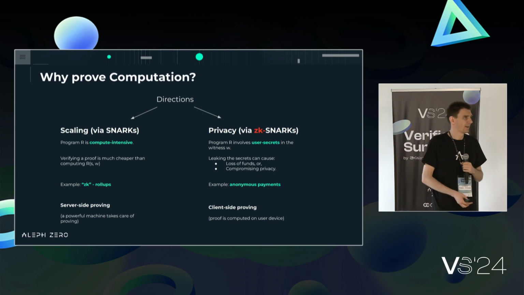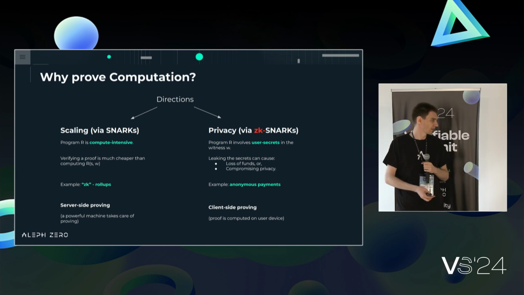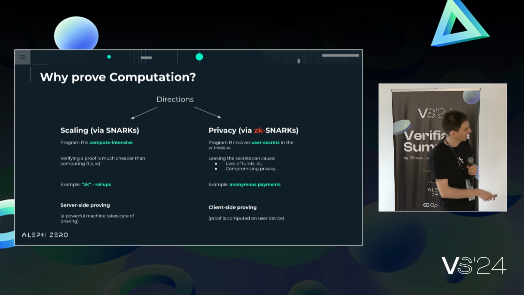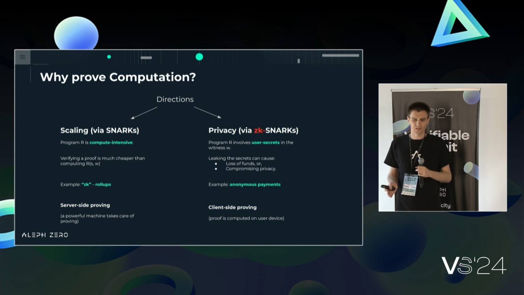And maybe the most interesting or most famous example are ZK rollups. And as you can see, I spelled "ZK" rollups with quotation marks. Now you can see clearly why: it's not about ZK, because ZK is zero knowledge. There are no secrets here.